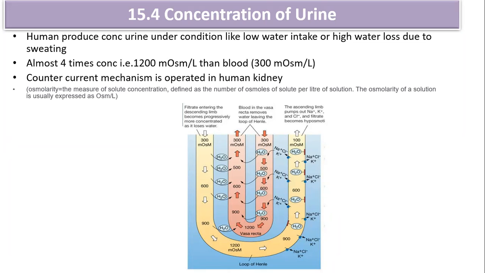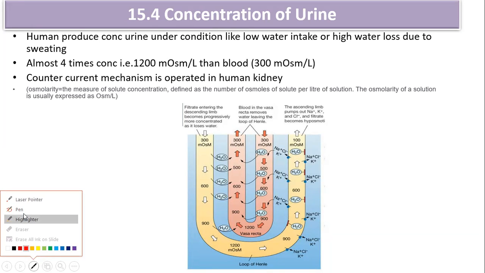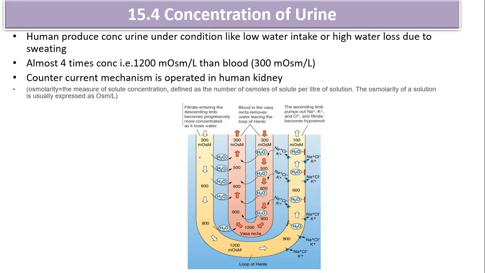Now look at the first part, the wall of the descending limb. This is the descending limb of Henle's loop. It is thin and permeable to water. Can you remember this? Inside there is a fluid called the tubular fluid. I am writing over here, this is called the tubular fluid. So tubular fluid is there inside the descending limb of Henle's loop.